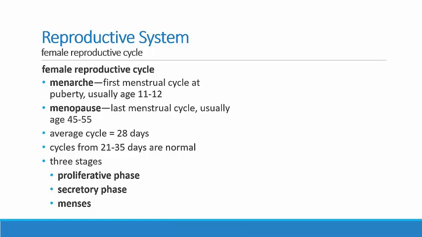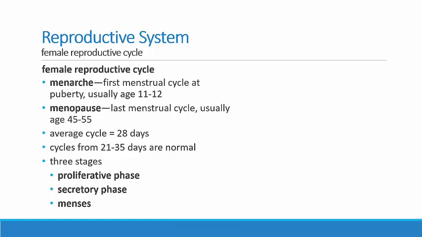So menarche, as we've already said, is the age of first menstrual cycle at puberty, usually around age 11 or 12. So, the GnRH will have been secreting for a while before we see menarche. Menopause, the very last menstrual cycle of a woman's reproductive years, usually occurs at midlife, 45 to 55 years old.